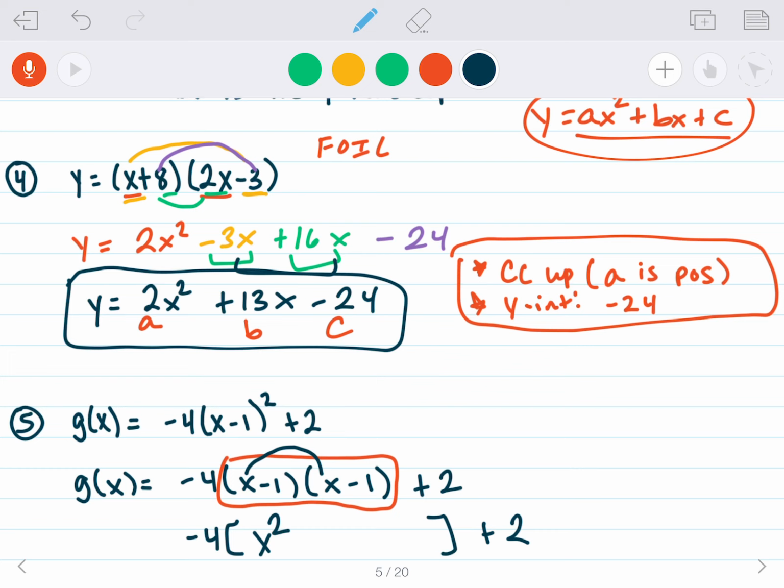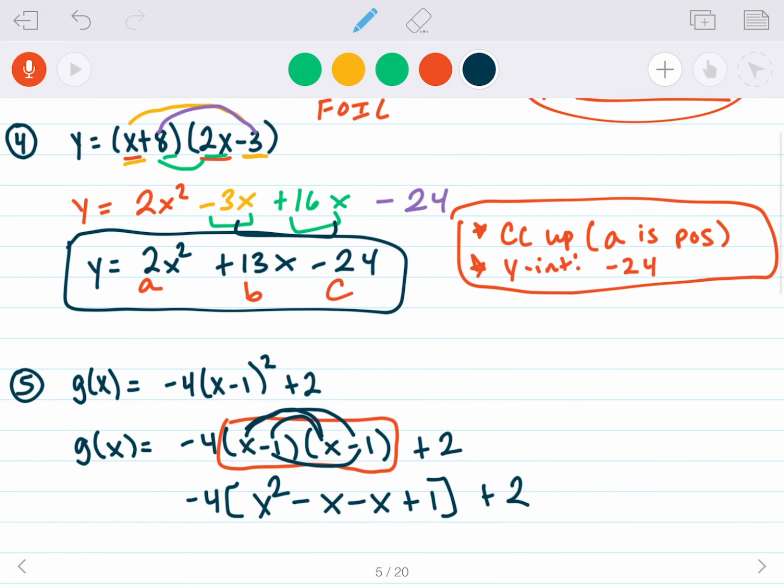Outer is x times negative 1, which is negative 1x. Inner is negative 1 times x, which is negative x. And last is negative 1 times negative 1, which is positive 1. Okay? All right, combining like terms on the inside there and keeping that negative 4 chilling on the outside and the positive 2 on the outside. Negative x minus x is a negative 2x, so this becomes x squared negative 2x positive 1.